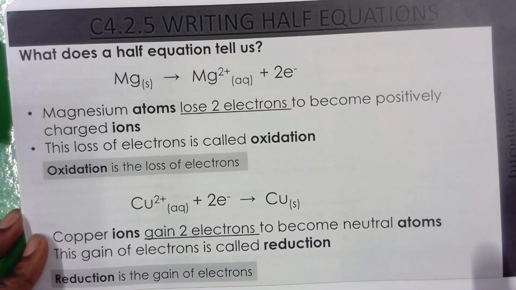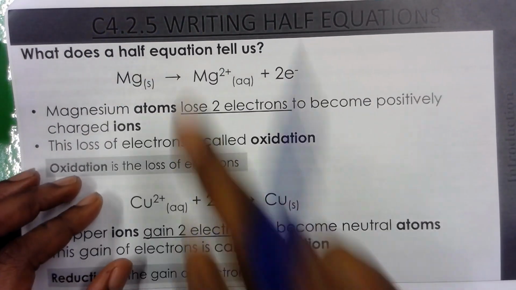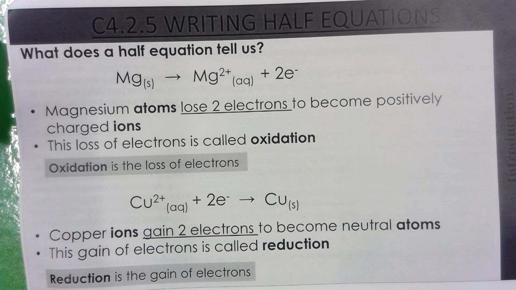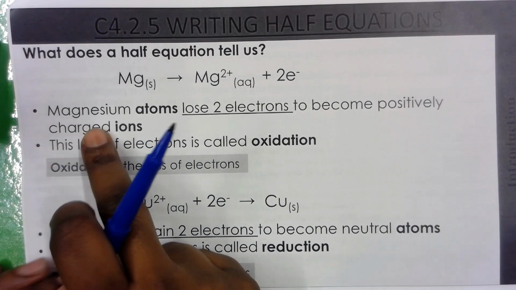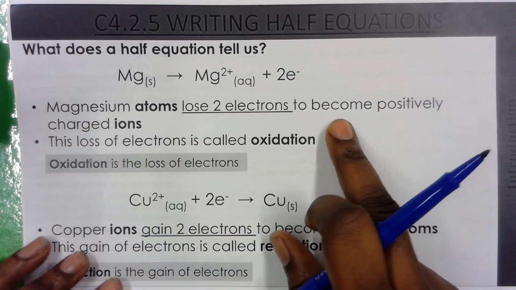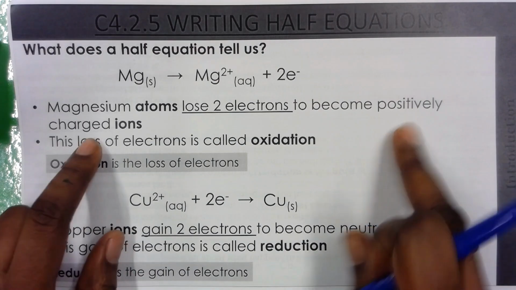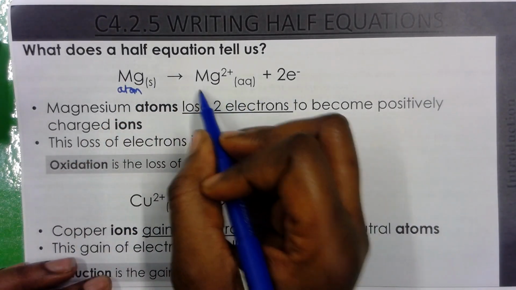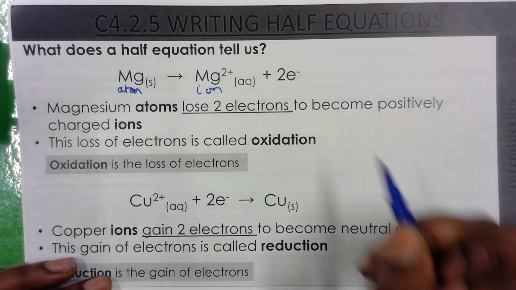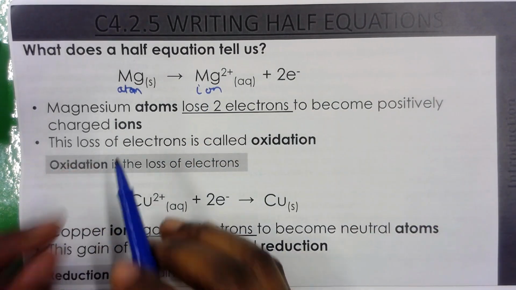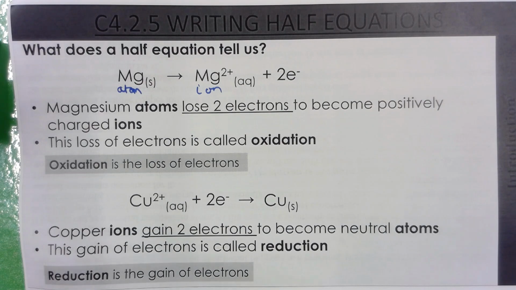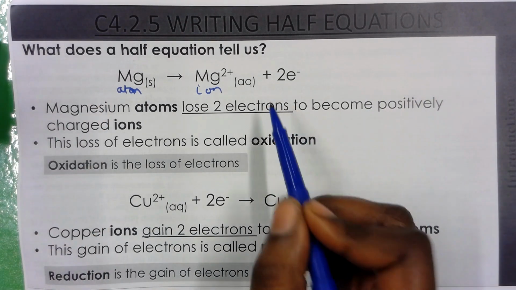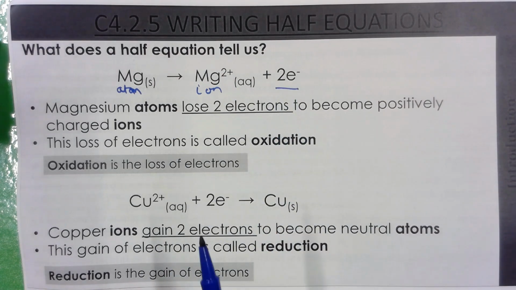Again, we're still looking at half equations. So what does the half equation tell us? And we're still looking at our magnesium, and it reacts with our copper. So here we can see magnesium atoms lose 2 electrons to become positively charged ions. So the magnesium atom had to lose 2 electrons to become this ion. Remember, we already know that the loss of electrons is oxidation. But in this half equation, we are also showing those electrons.